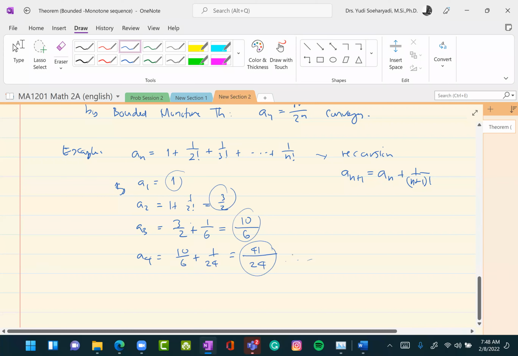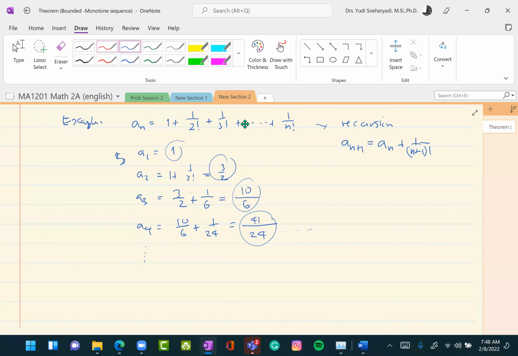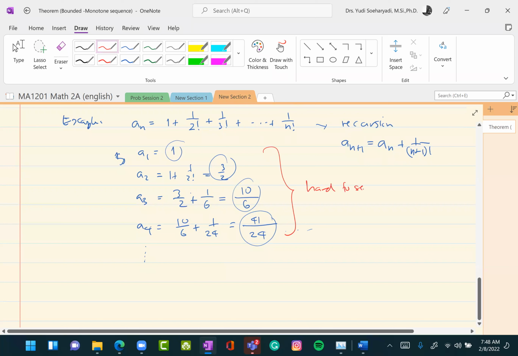So how do you know whether it converges or not? Let me just note: hard to see a pattern. Okay. So let's do this one here.